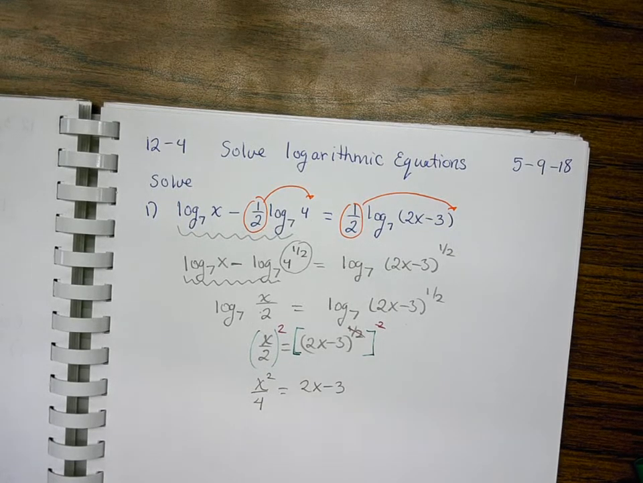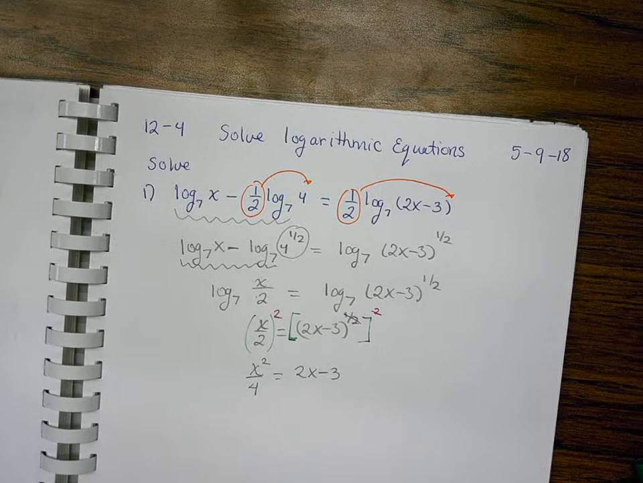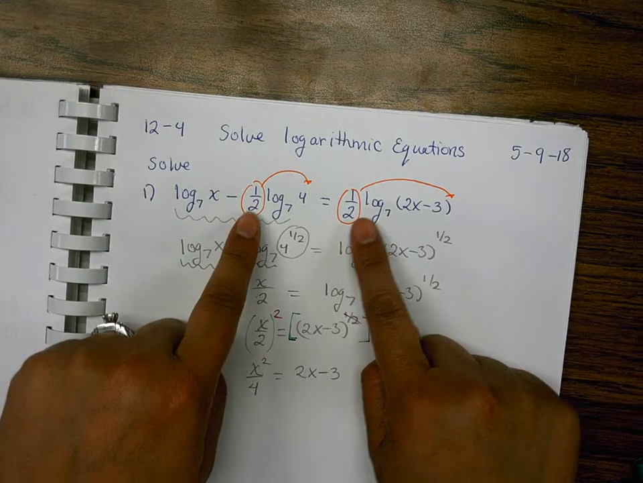x squared over 4 equals 2x minus 3. This is definitely a more complicated problem, but at this point I'm hoping you guys know what to do from here. So if you've got it, continue, multiply both sides by 4 and solve.